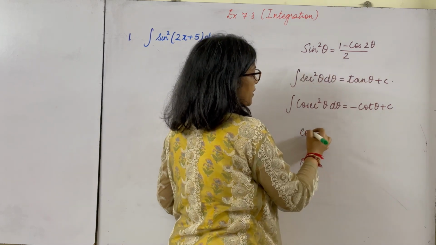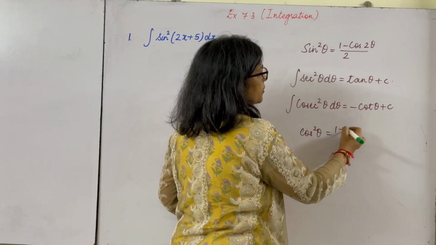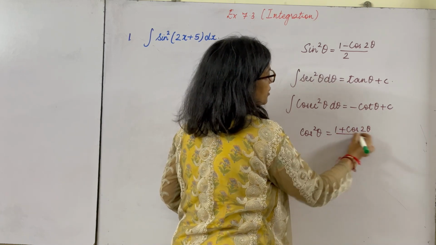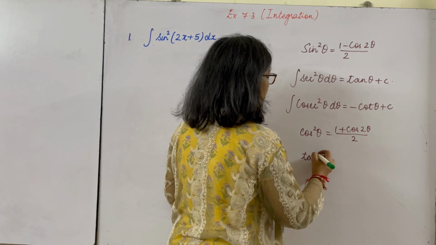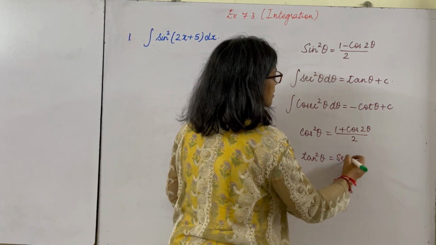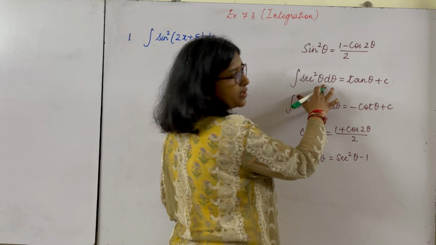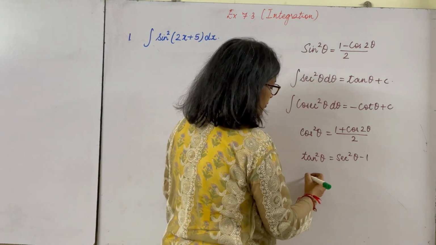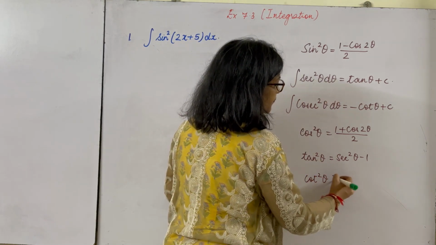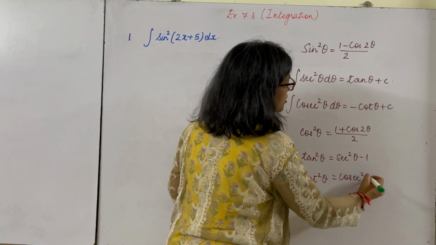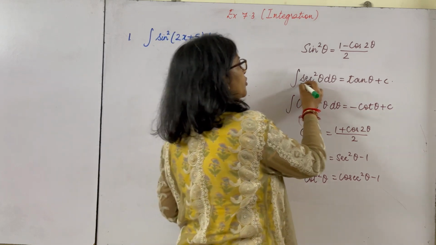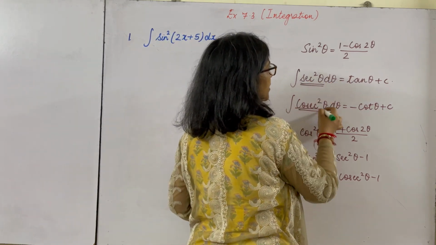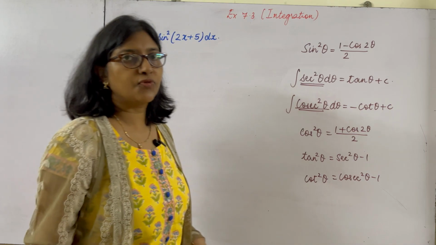Same way for cos square theta, we will have to write (1 plus cos 2 theta) by 2 and then integrate it. And for tan square, we can write it as sec square theta minus 1 because we know the integration of sec square theta. And for cot square, we can write cosec square theta minus 1. So this is how we'll convert the functions first, except for sec square theta and cosec square theta. Rest all will have to convert the functions first and then we can integrate.